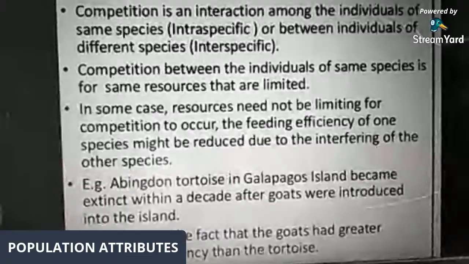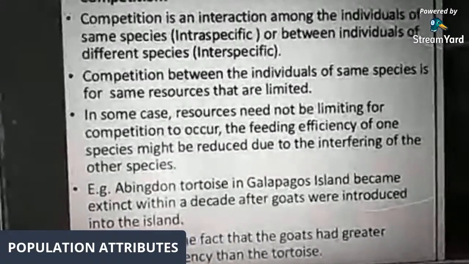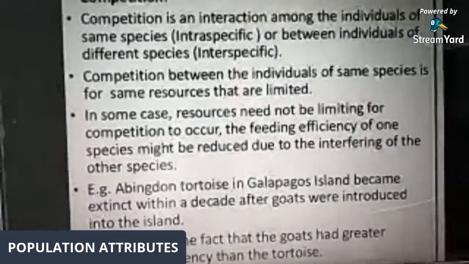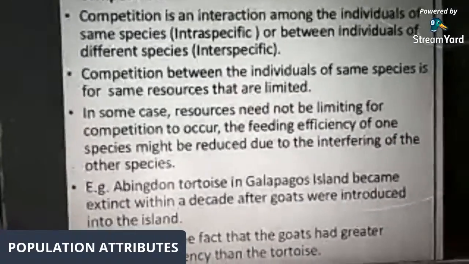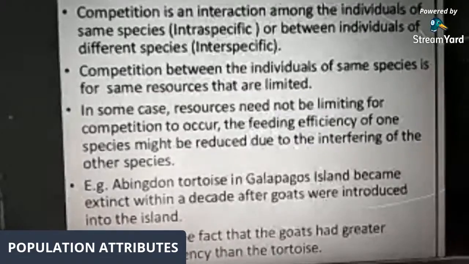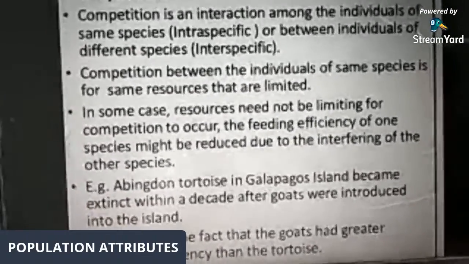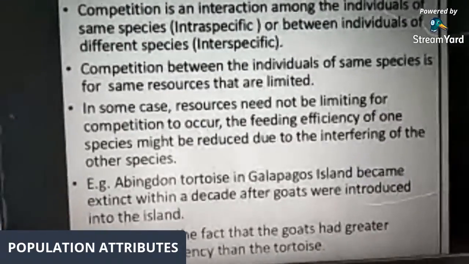So why is competition an important interaction among organisms? For their survivability, this interaction is important because the resources in our environment are limited. So that's why competition is required.